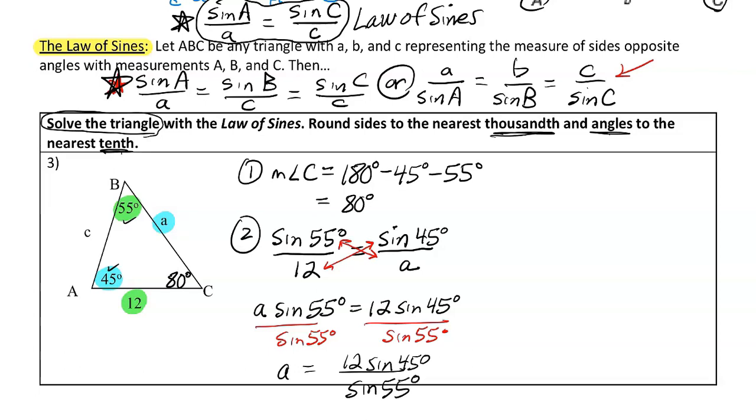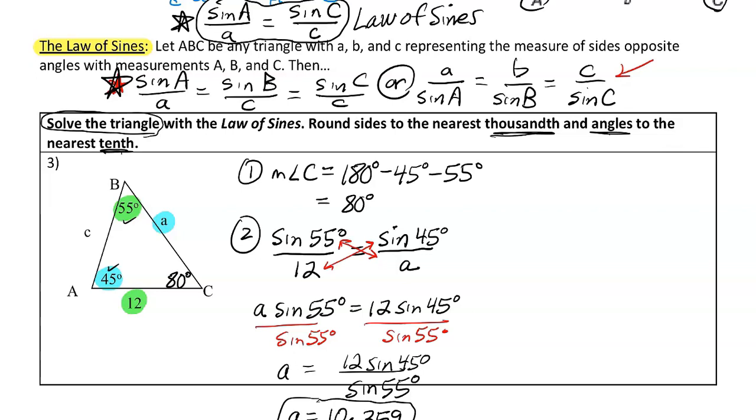Now let's talk about how to type that in your calculator. I recommend taking your calculator out. We'd have 12 times sine 45 and then press enter. You get a long decimal number, 8.485281374, in your calculator, and then hit the divide button, and most calculators at least will use that entire long decimal and then just divide that whole thing by sine 55. So the answer you should get for the length A is 10.359, rounding to the nearest thousandth.